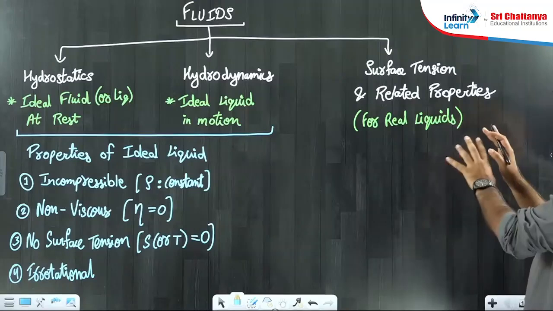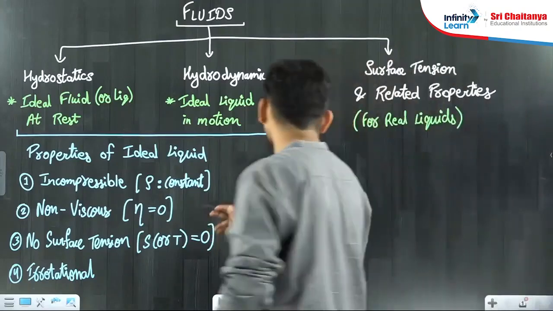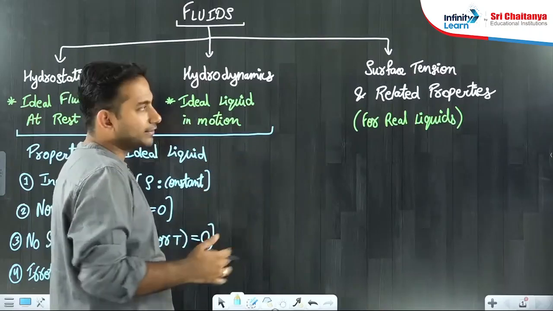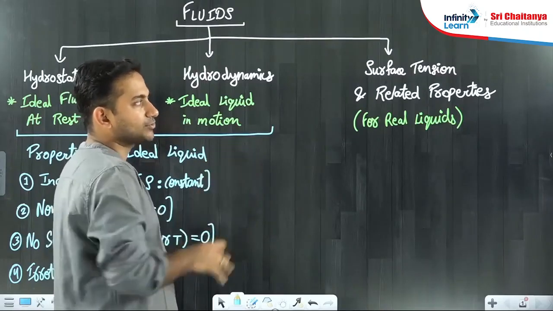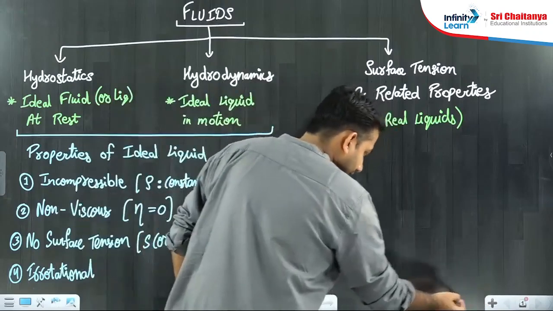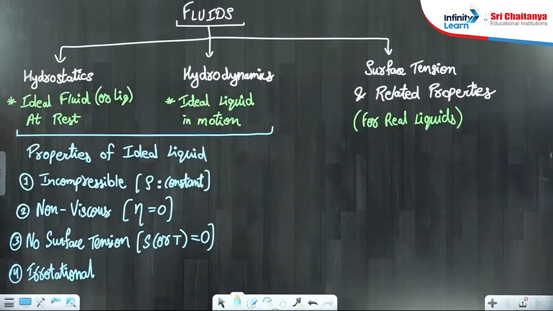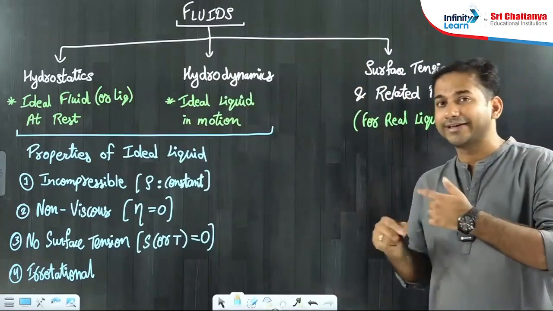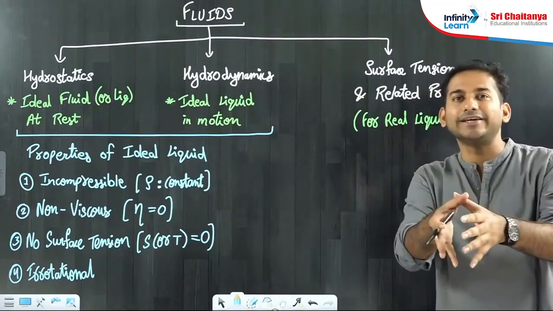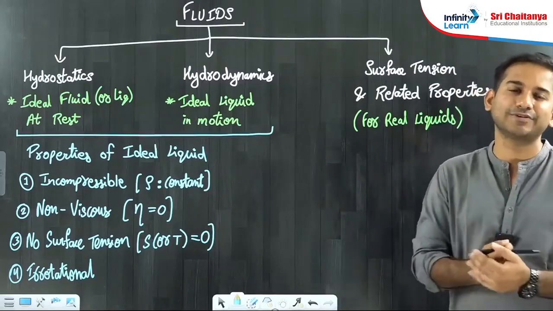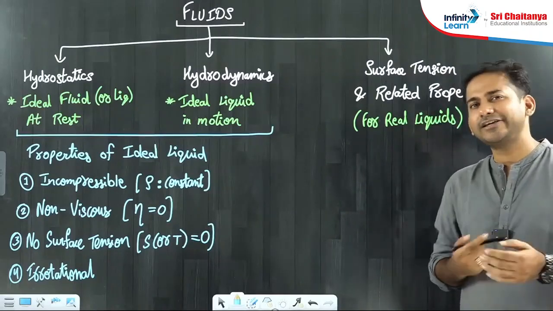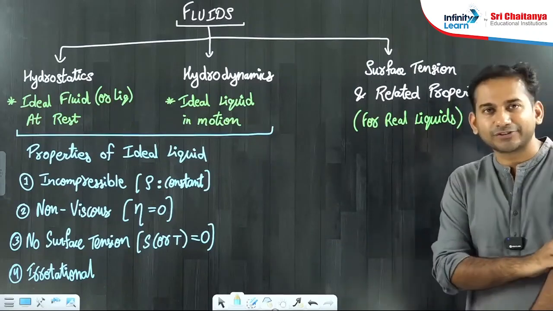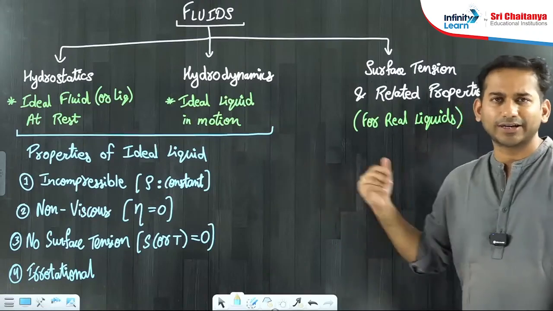But today our major concern is surface tension and related properties. In surface tension and related properties, we will talk about excess pressure, viscosity, and many things over there. As of now, I'm talking about surface tension particularly. I would suggest you take a screenshot of this so that you will remember how to categorize the topic of fluids. If you know the categorization, you know how to study, and then studying this topic is going to be very easy. Every year, in fact this year also, a question came in the NEET exam from the surface tension topic, and I'll take up that problem also.